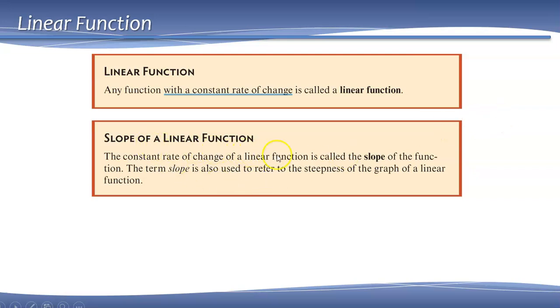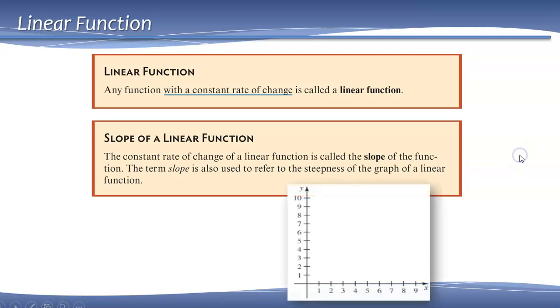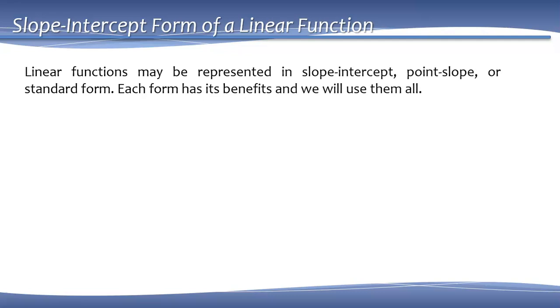And the constant rate of change, we're going to call it the slope. And the term slope is also used to refer to the steepness of the graph of a linear function. Again, if the slope is positive, we're going to have an increasing function. If the slope is 0, we're going to have a horizontal line, which is also a linear function. And if the slope is negative, we're going to have a decreasing function. And we can find three ways of representing the linear function. Those are the slope-intercept, the point-slope, and the standard form.